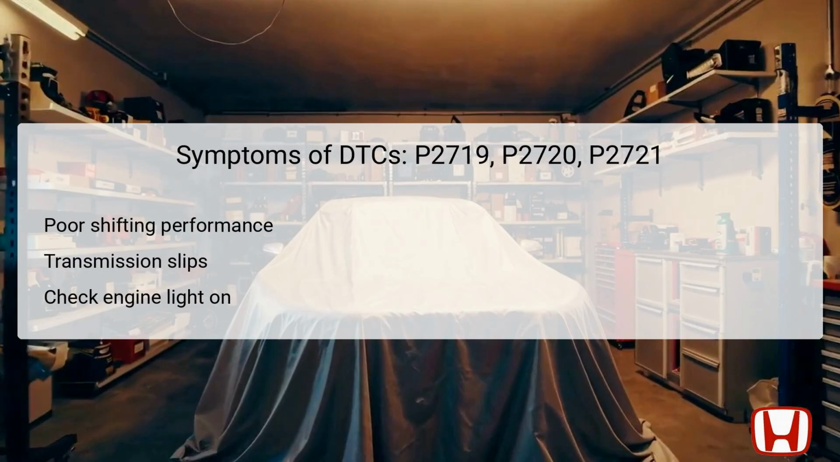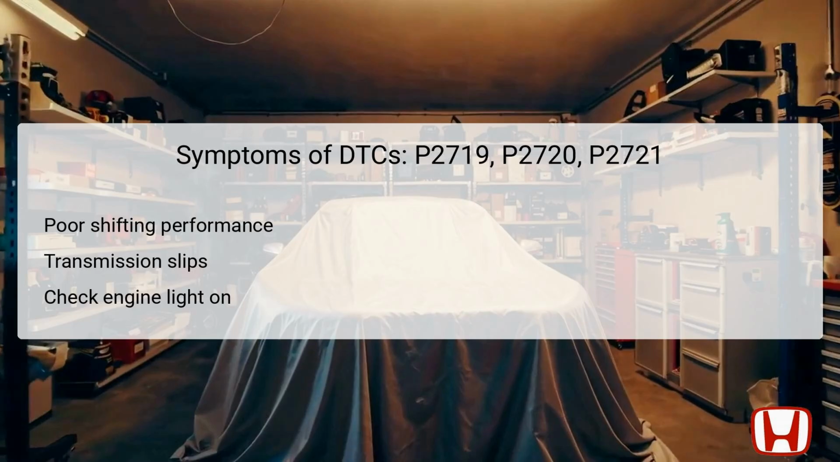When DTCs P2719, P2720, or P2721 are triggered, several symptoms may manifest, affecting the vehicle's operability. One of the most significant indicators is poor shifting performance. You may notice lags or hesitations when the transmission shifts gears. Additionally, the transmission may slip, resulting in an inability to maintain speed or engage properly with the engine's power.